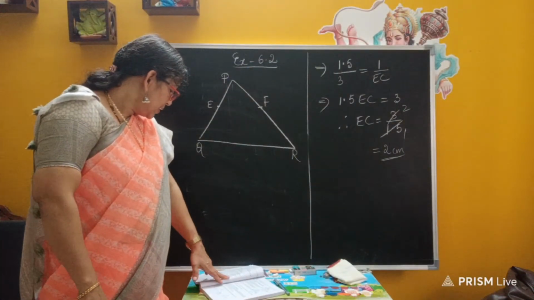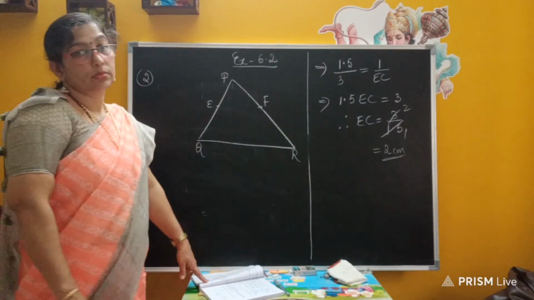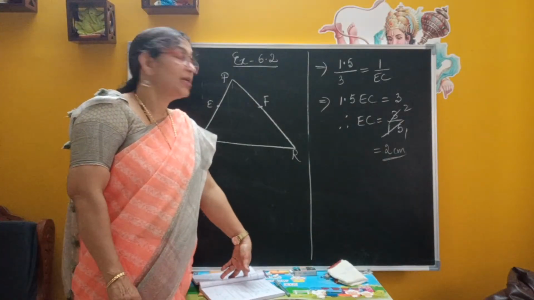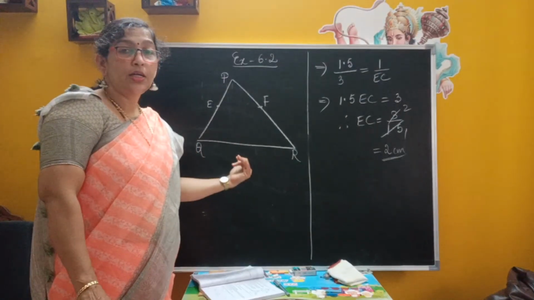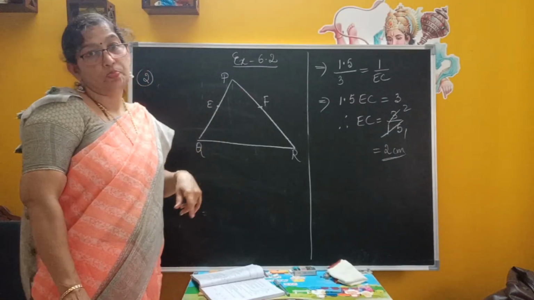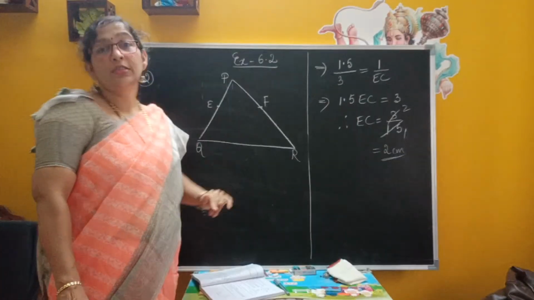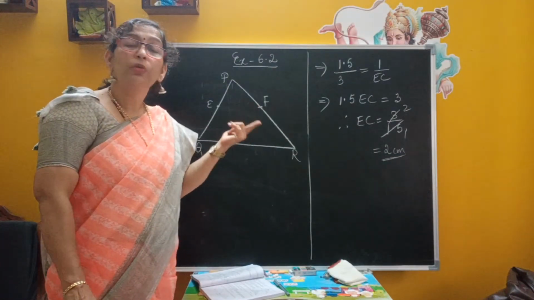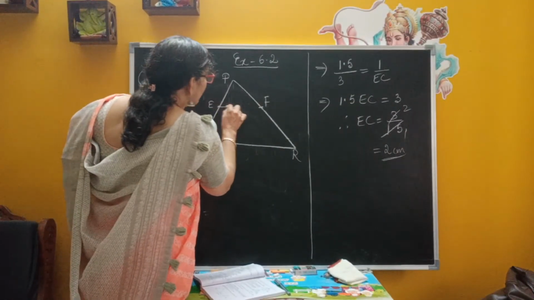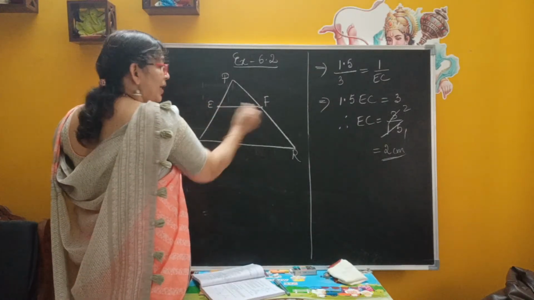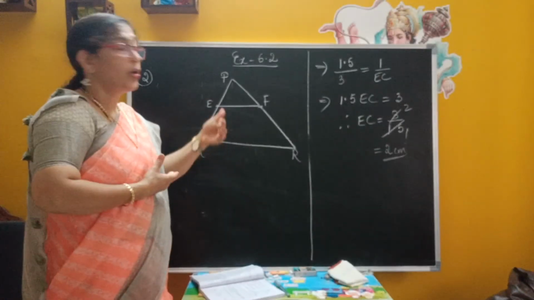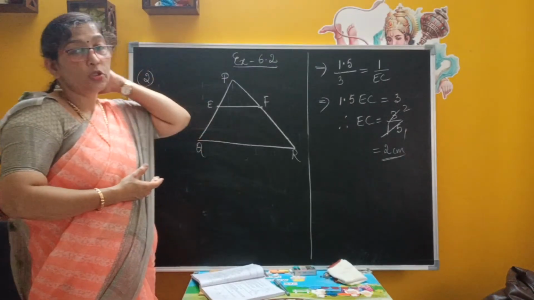For each of the following cases, state whether EF is parallel to QR. How do you say EF is parallel to QR? Because you know the basic proportionality theorem says that if a line is parallel to one side of a triangle, the other two sides are divided in the equal ratio. That is the statement. But if that is true, its converse also must be true. So if I draw a line segment EF, let us take the converse of the basic proportionality theorem.